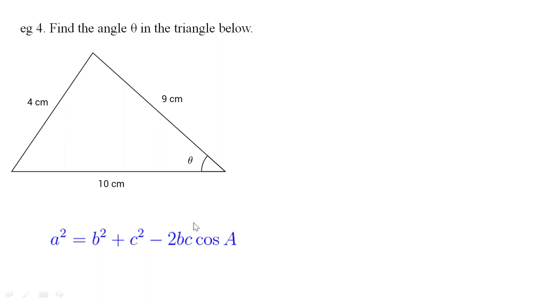The only important thing is that I choose the correct angle here. So my angle A has to be the one I'm trying to find. Opposite that then has to be little a. So the 4 has to be little a. The B and the C, it doesn't matter. They just have to be the adjacent sides to the angle that you're trying to find.